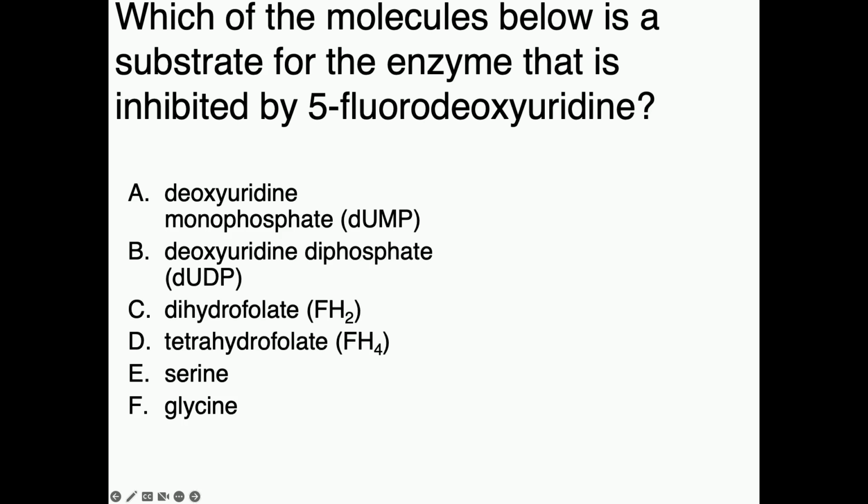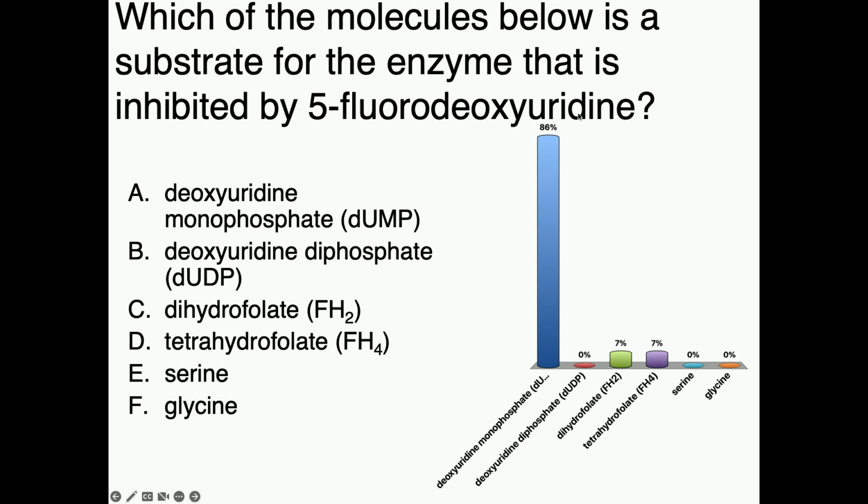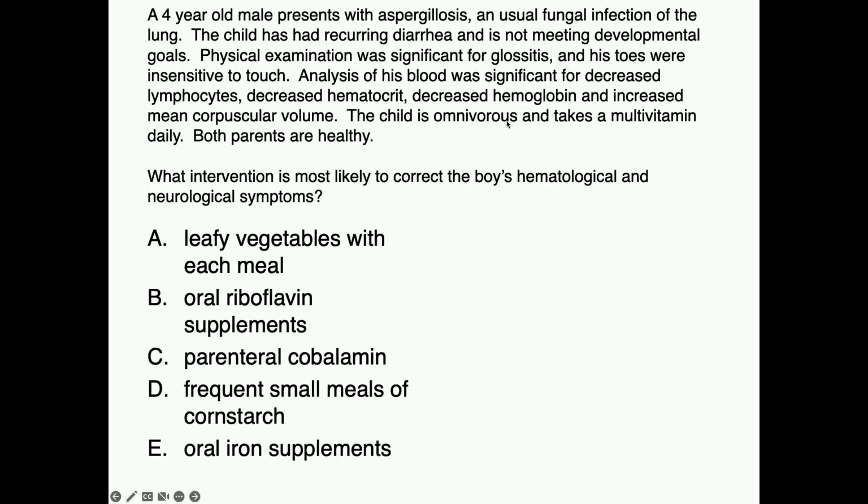Okay, this question is a little, okay, good. Best answer would be deoxyuridine monophosphate. The enzyme isn't inhibited by 5-fluorodeoxyuridine itself, right? That 5-fluorodeoxyuridine has to be modified by the addition of the ribose sugar and then phosphorylation, right? So 5-fluorodeoxyuridine, that's a prodrug. So this isn't the most elegantly written question.